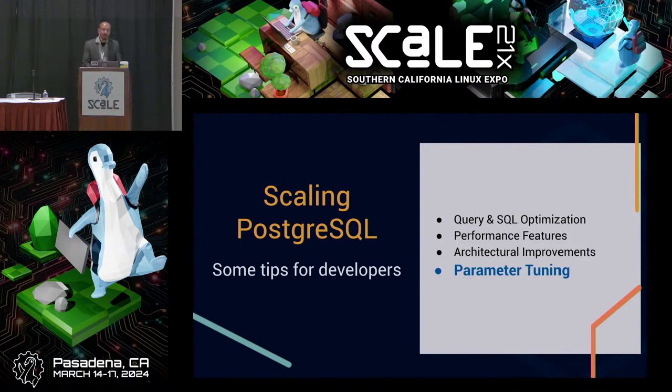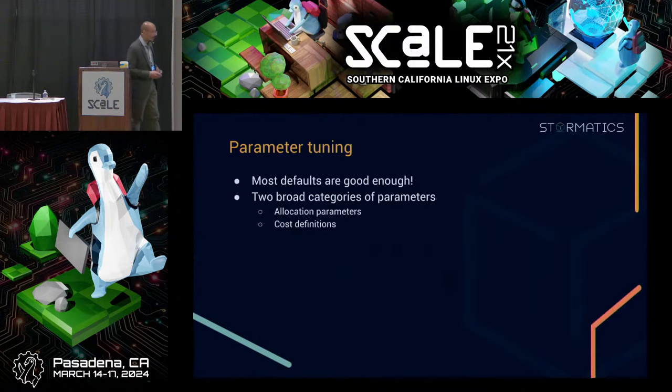The last point is parameter tuning. Now, we have hinted at this earlier in the presentation. There are configuration parameters that you have access to, and you can change them in the database. For the most part, however, defaults tend to be good enough. And very broadly speaking, you can categorize the available configuration parameters into allocation, how much memory or resources get allocated to the database, and defining of costs to help the query planner.